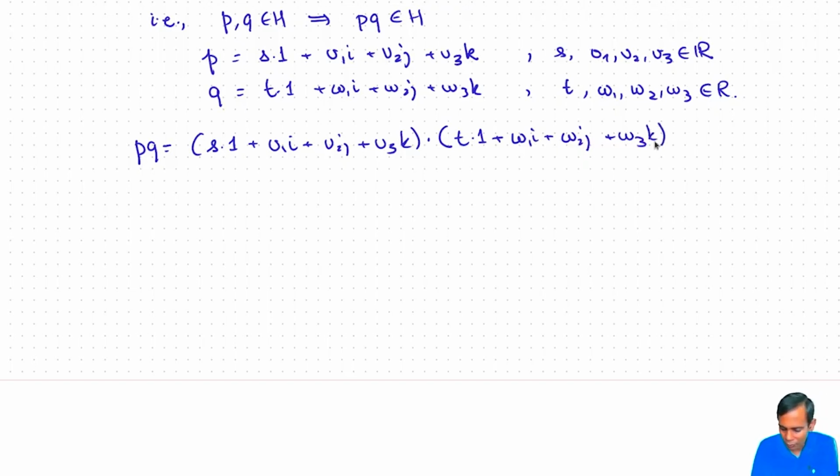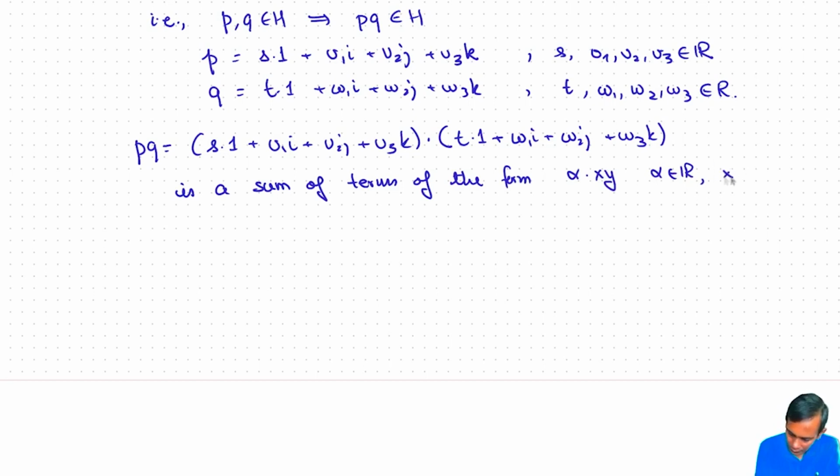And this is going to be a sum of terms of the form, when you use distributivity to expand this product, alpha times x dot y, where alpha belongs to R, it's just a scalar, and x and y are elements of the quaternion group Q. For example, one of the terms would be V1 times I into W2 times J. So that will be V1 W2 into I times J. And that's exactly what this is: alpha is V1 W2, x is I and y is J.